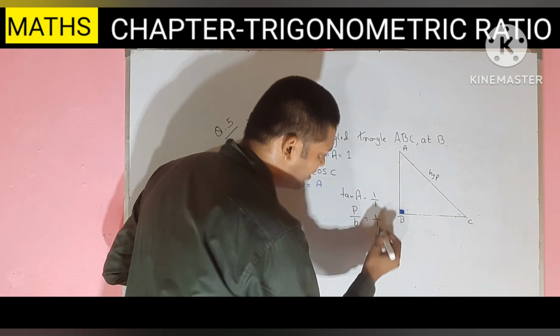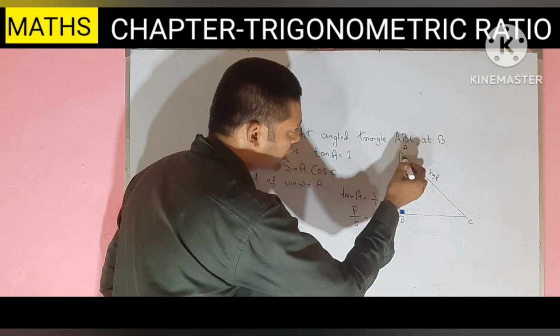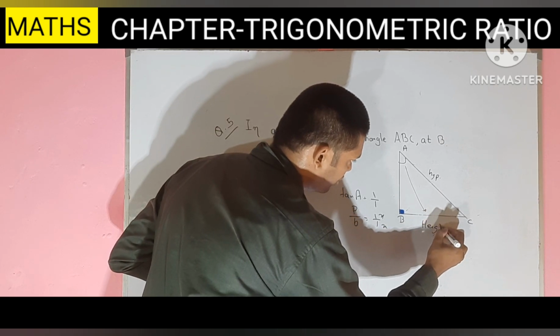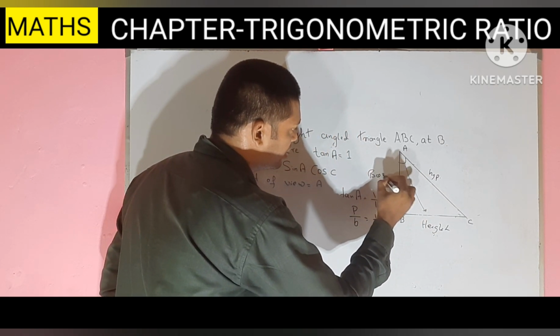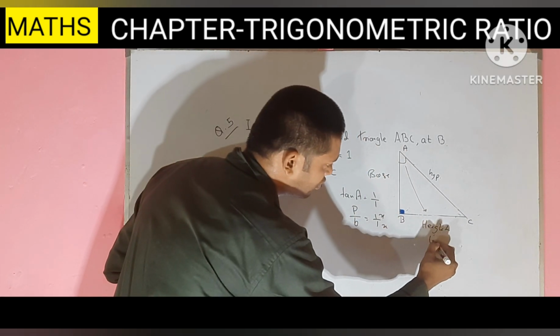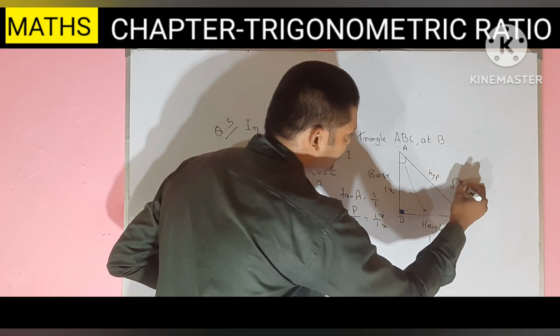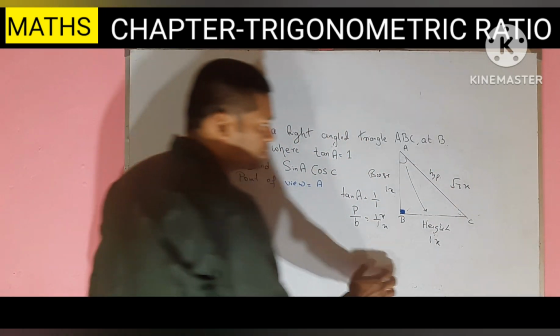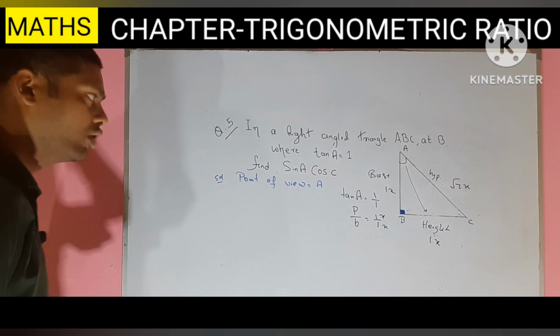So here I will take x. According to A, the height is 1x, yes sir. The base is 1x, yes sir. So 1x and 1x, so we will get root 2x. We already solved this, you can do it again. Use the Pythagoras theorem, you will get root 2x only.